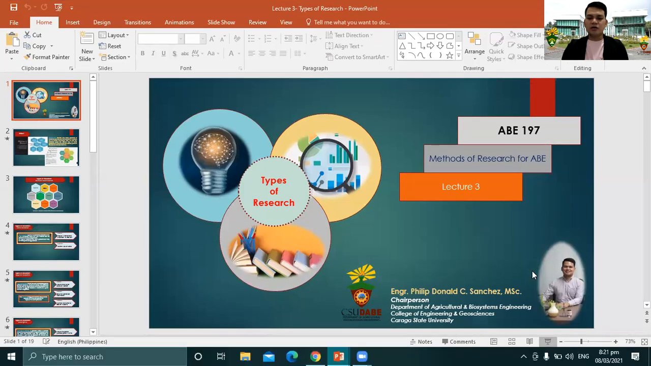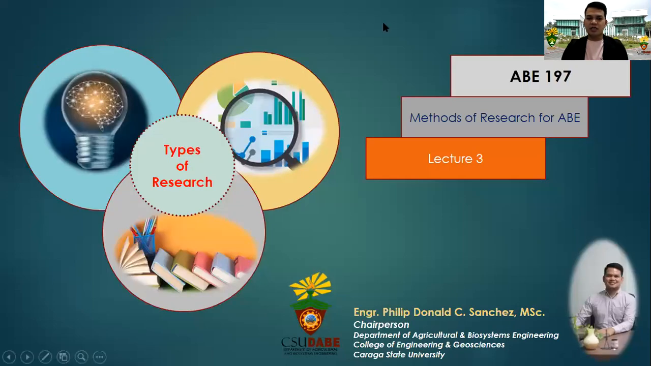So this is our lecture 3, or lesson number 3, which is titled Types of Research. There are a lot of types of researches that we have to tackle for this lecture, which focuses mainly on the types of research. These types of research might not be specific to agricultural and biosystems engineering, but as a whole, they can be applicable or selected for the agricultural and biosystems engineering field.